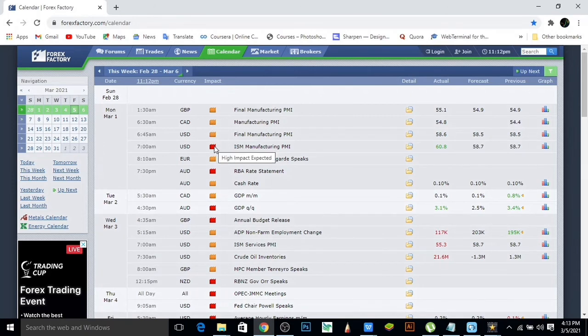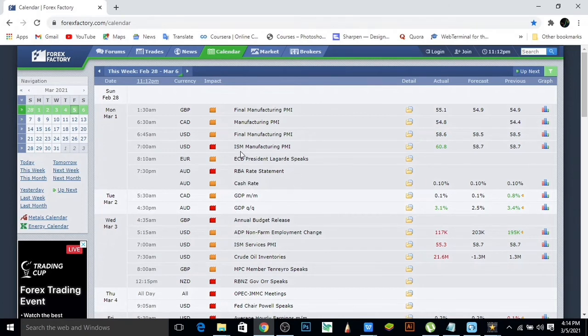So this red means high impact, this orange means medium impact. The high impact news item can have a very high impact on the currency, on the movement of price of that currency. So using this, you want to stay abreast of what news is going to be released so that you can use that information in your trading as a fundamental trader.